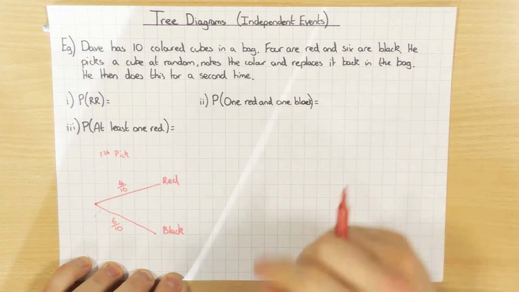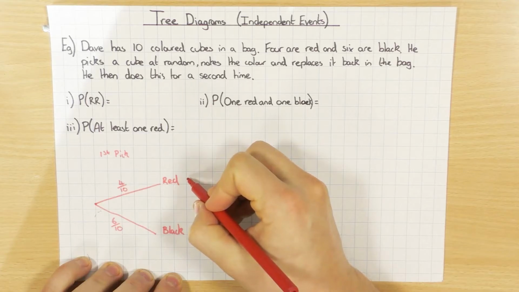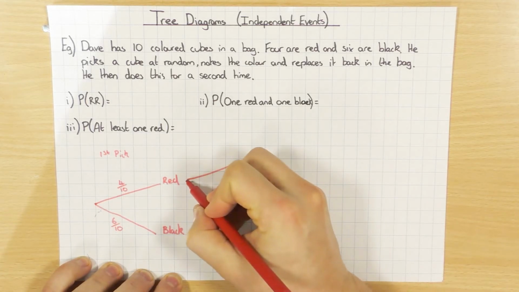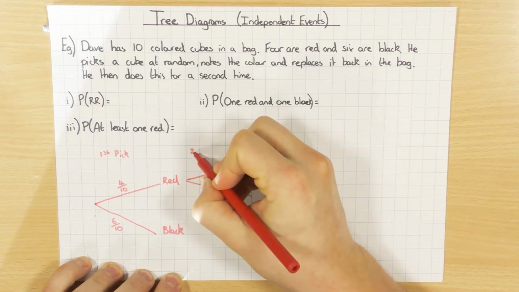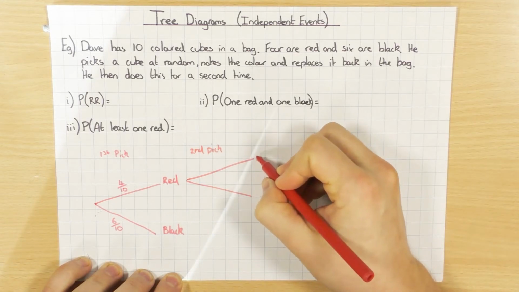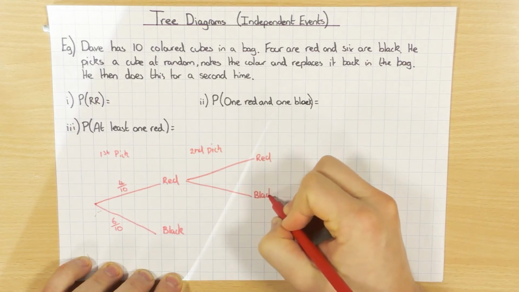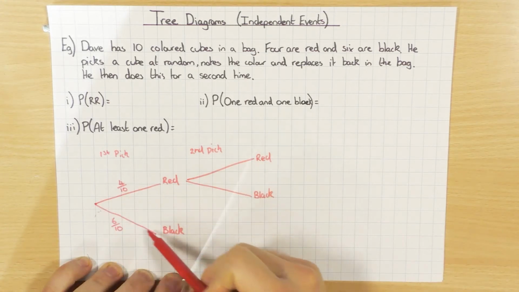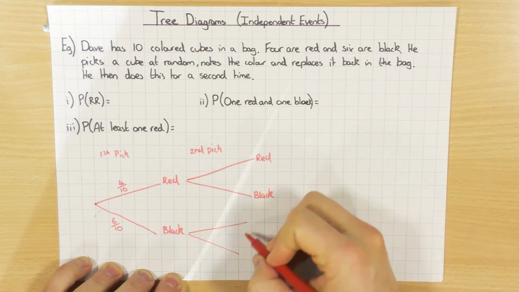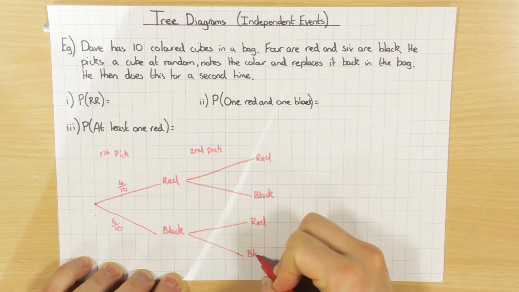And then obviously here it says he does it again. So exactly the same thing. If he picked a red, he could then, on his second pick, I'll put second pick here, get exactly the same. He could get a red, or he could get a black, or from the first one he could have picked a black, in which case, second pick, exactly the same options, he could pick a red or a black.